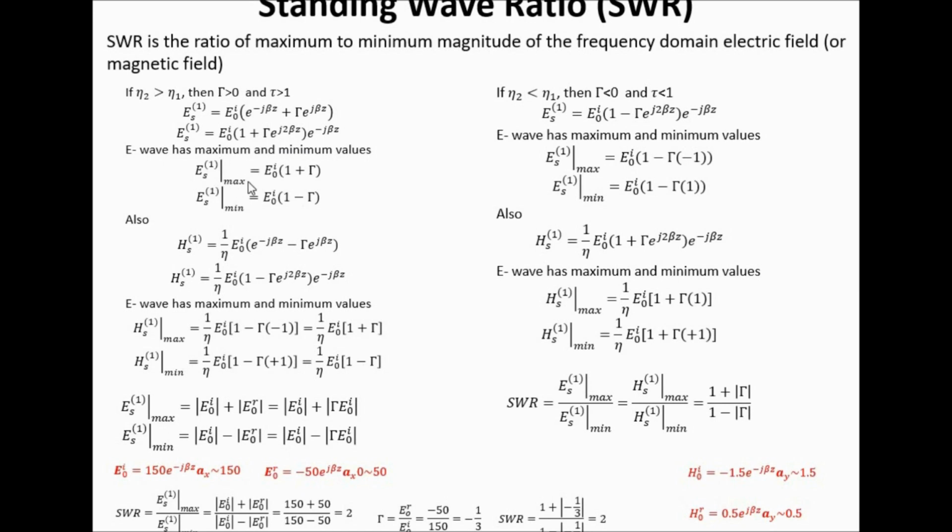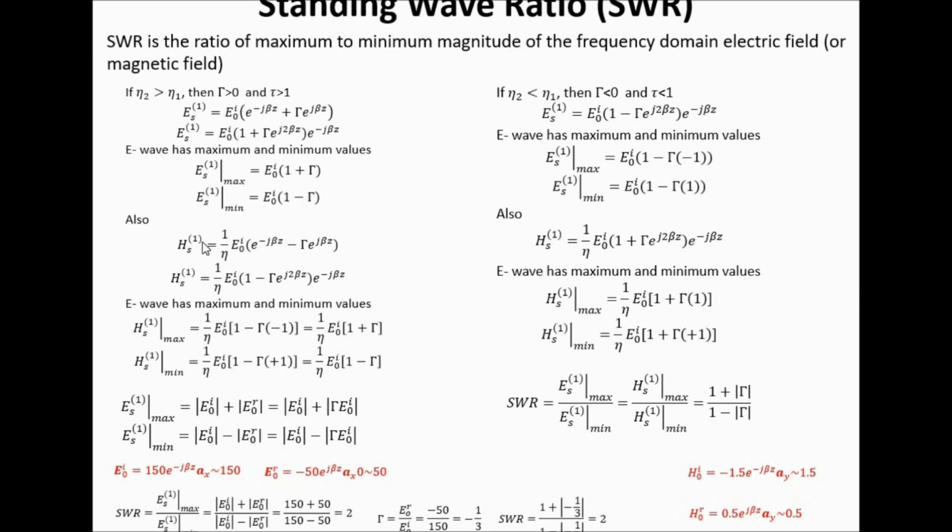So ES1 will be maximum if E0I times (1 plus gamma). This is very obvious. If you add the amplitude of the incident wave and the reflected wave, you will get the maximum. But if you subtract the reflected wave from the incident wave, you will get the minimum. So ES1 max, ES1 minimum.